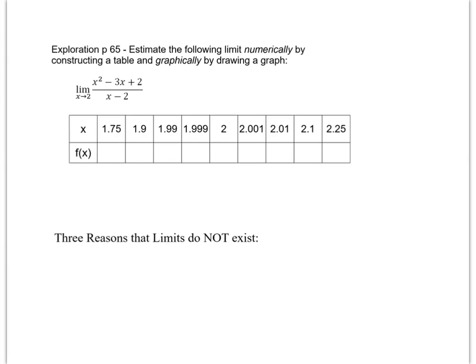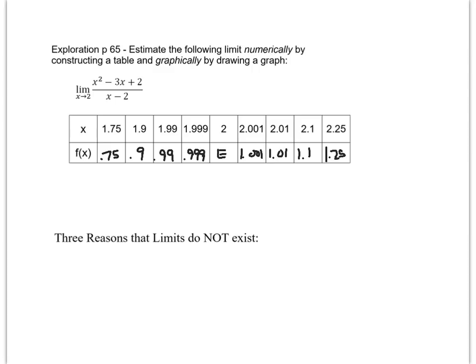For our next example, we're going to take a look at the exploration that's found on page 65 in your textbook. The exploration says, estimate the following limit numerically by constructing a table and graphically by drawing a graph. So first of all, I'm going to put this function y equals (x squared minus 3x plus 2) over (x minus 2) into my graphing calculator. Again, I'm using the ask mode under my table feature. And when you do that, please fill in the table of values with the corresponding values that you found on your calculator.